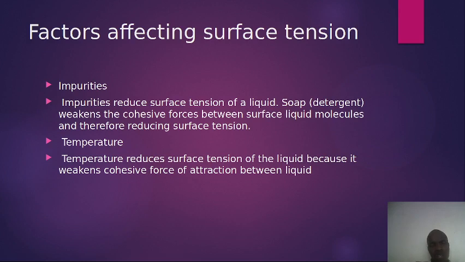What do you think happens when you add impurities? This is because of intermolecular forces. When you add impurities, for instance, to our liquid here, which is water, they weaken the intermolecular forces. Hence the separation of the particles of water increases, thereby decreasing the surface tension. Temperature also reduces the surface tension of a liquid because it weakens the cohesive force of attraction between the liquid molecules.